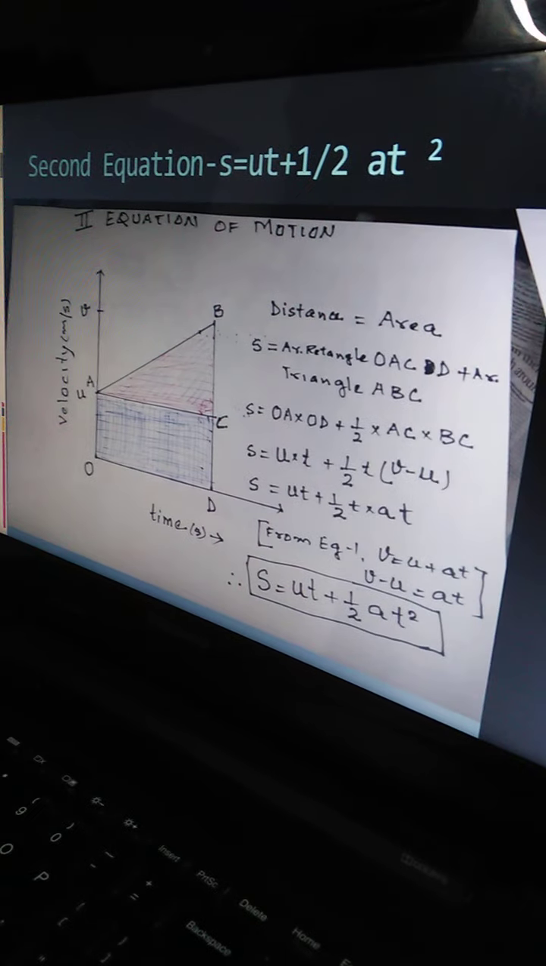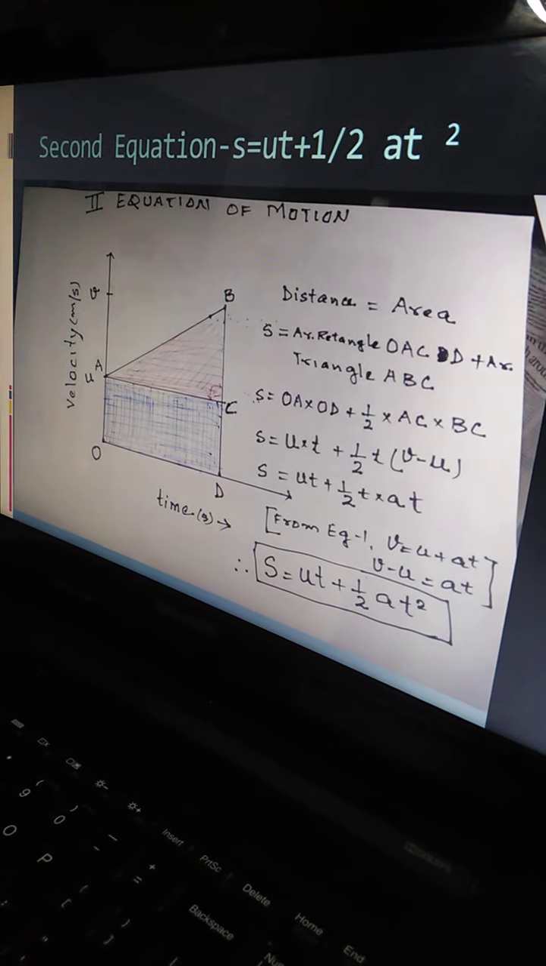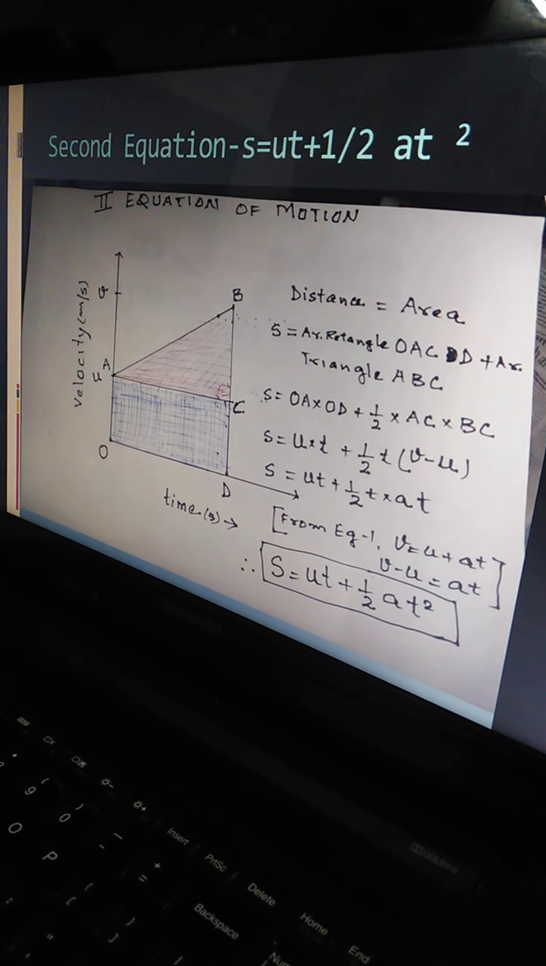Now, second one. What is the second equation? Second equation is S equals to UT plus half AT square. Look at my presentation. Here again the graph. Graph is properly labeled.